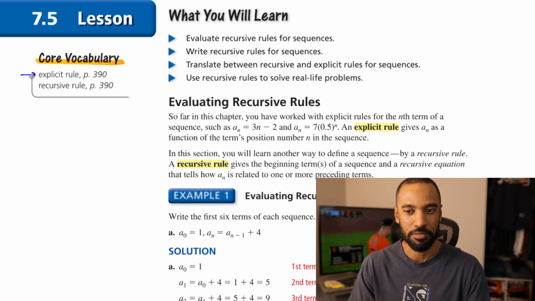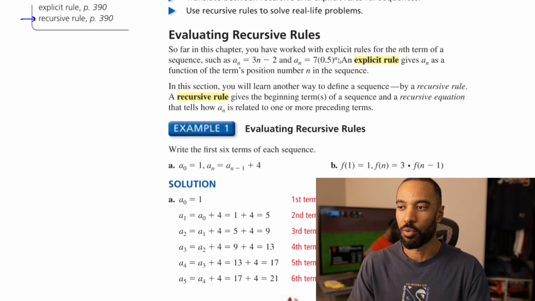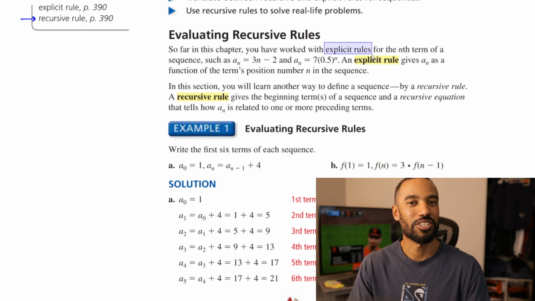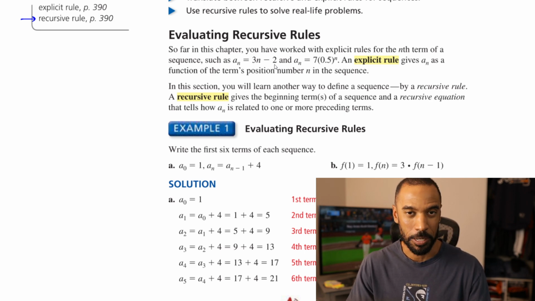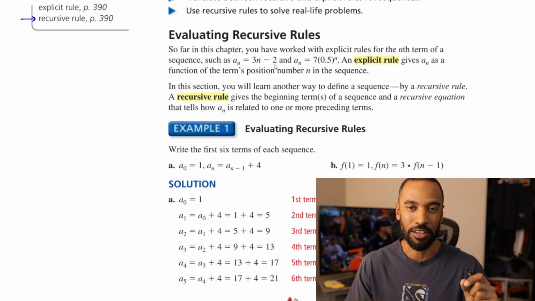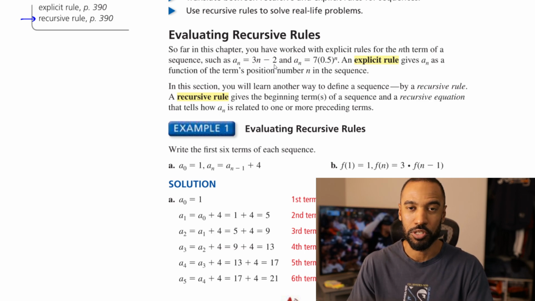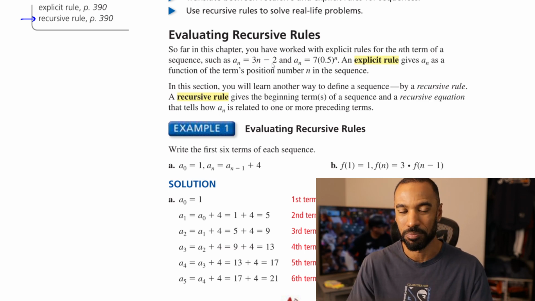A recursive rule is a different kind of thing where you're finding the next term. The way that we write the rule at least will be different. So far in this chapter, you've worked with explicit rules for the nth term of a sequence, such as a sub n equals 3n minus 2, and a sub n equals 7 times 0.5 to the n power. An explicit rule gives a sub n as a function of the term's position n in the sequence, meaning you substitute that value to find its position. 100th term, plug 100 into the equation, like that.